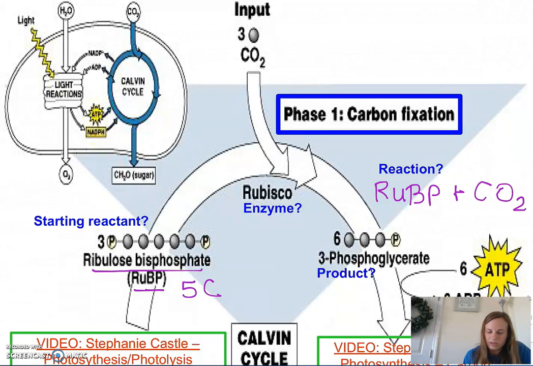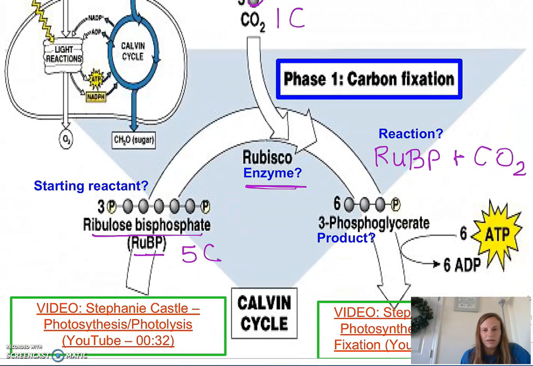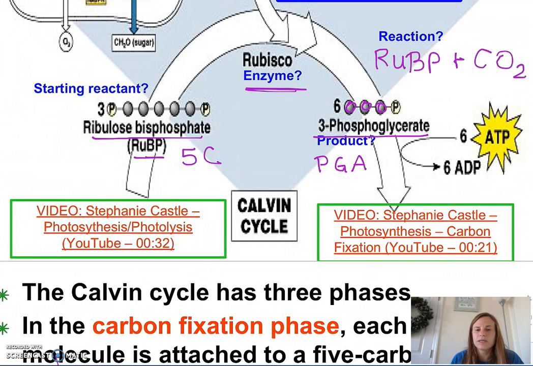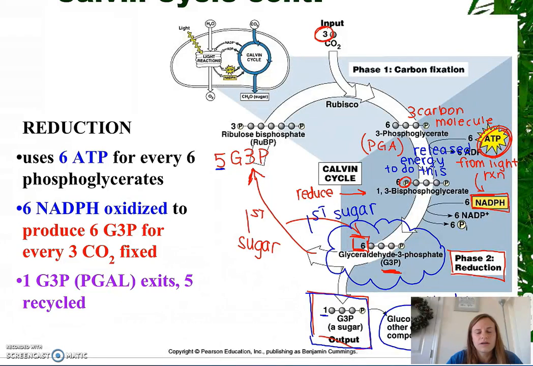And how does it combine with carbon dioxide? It uses an enzyme, RuBisCO, in order to perform that reaction. Now remember, carbon dioxide is a 1-carbon compound. So I end up with a 6-carbon compound that is extremely unstable, so it immediately splits into a 3-carbon molecule known as PGA.